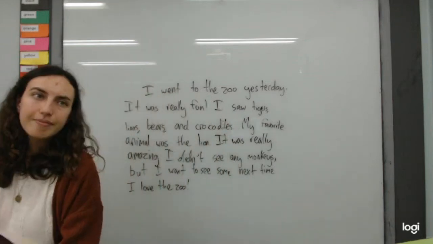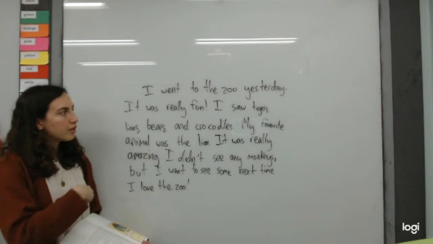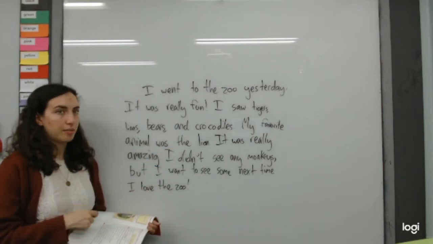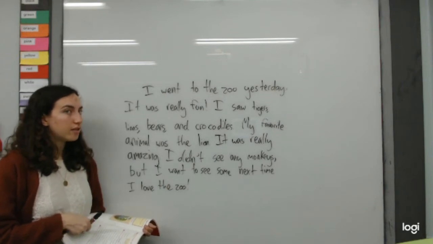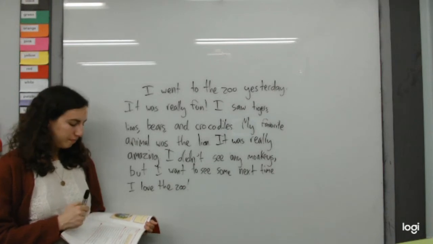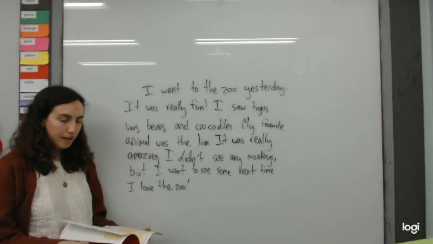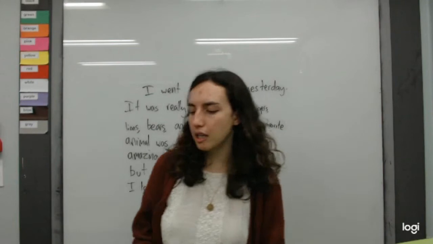Okay, so this one is a past tense story about the zoo. So this one, I want you to write something different in your book. Okay, so not the same, something different, but this is an example of what kind of stories you write, okay? So after you finish writing your story, let's go to page 92.